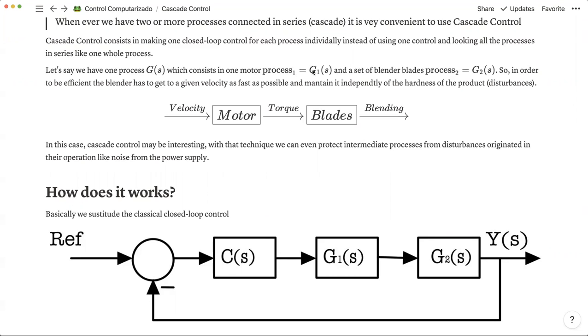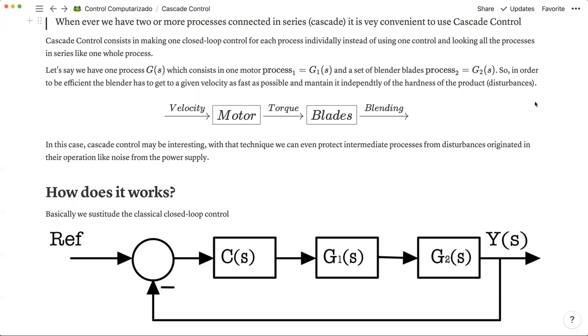the process 1, or G1, and a set of blender blades, process 2 or G2. Now, suppose that in order to be efficient the blender has to get to a given velocity as fast as possible and maintain it independently of the hardness of the product, the disturbances.